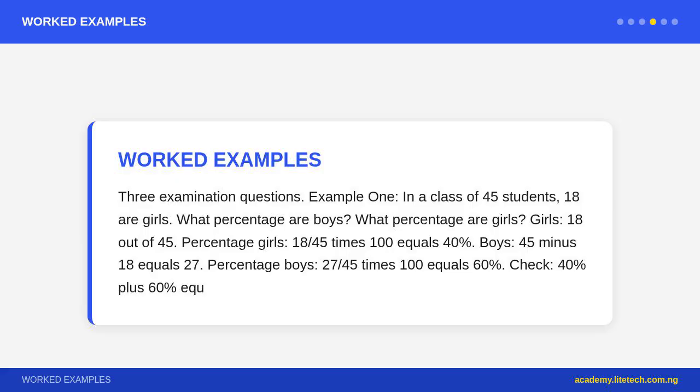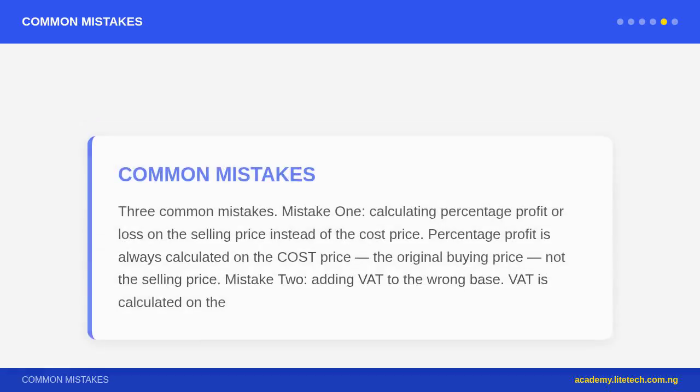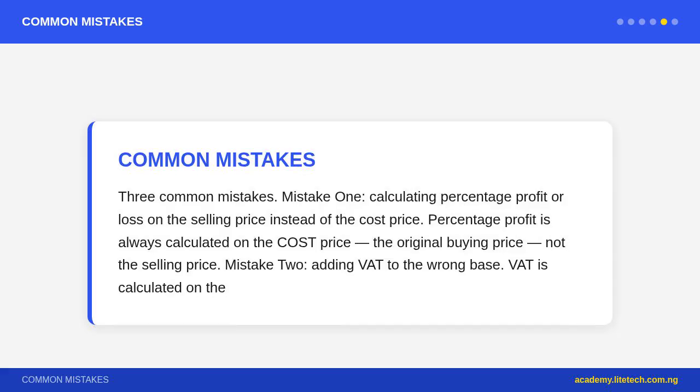Confirmed. Example 2: a trader buys garri for 12,000 Nigerian naira per bag and wants to make a profit of 35%. At what price must she sell each bag? Profit amount: 35% of 12,000 equals 0.35 times 12,000 equals 4,200 Nigerian naira. Selling price: 12,000 plus 4,200 equals 16,200 Nigerian naira. Alternative method: selling price equals original price times (1 plus 35/100) equals 12,000 times 1.35 equals 16,200 Nigerian naira.